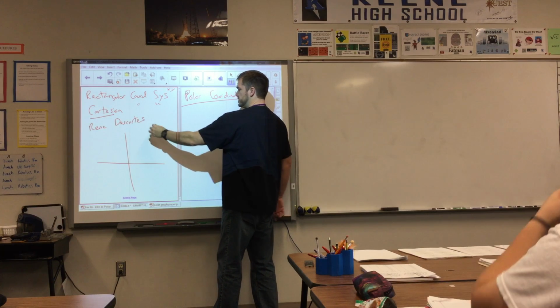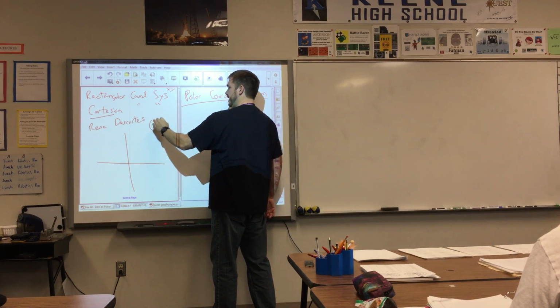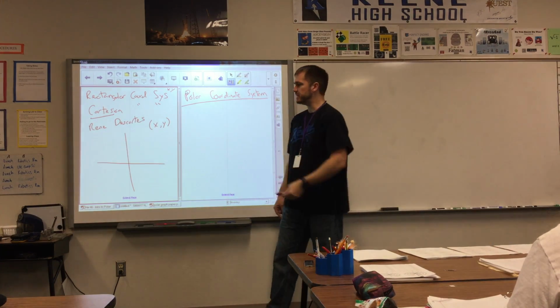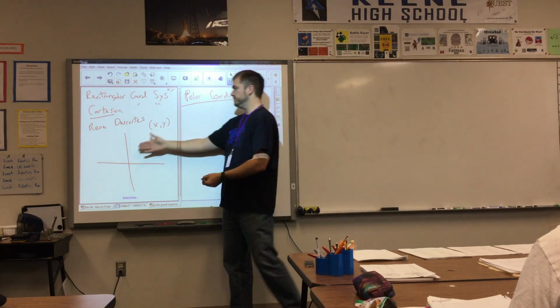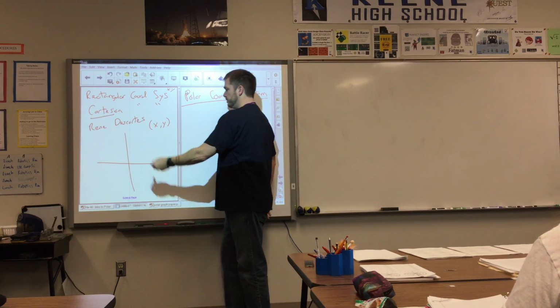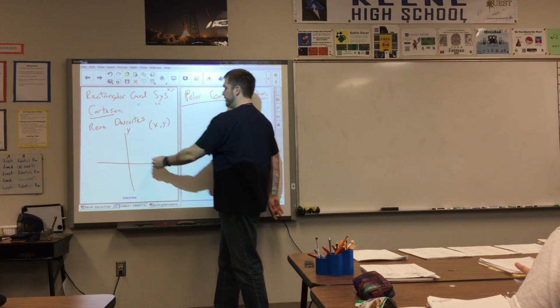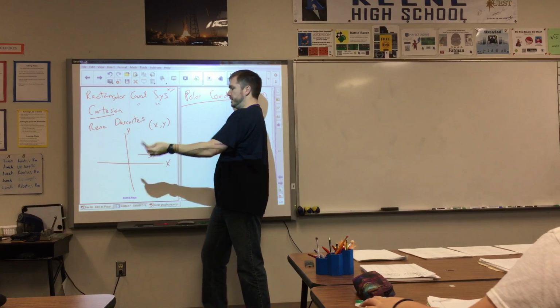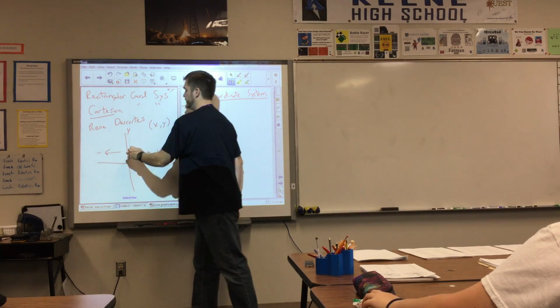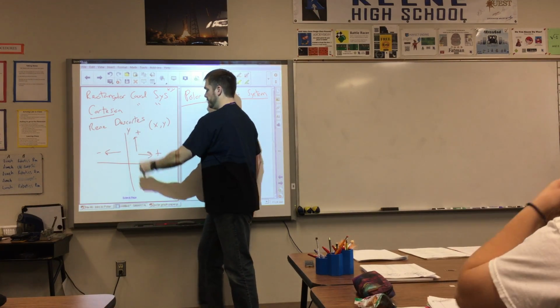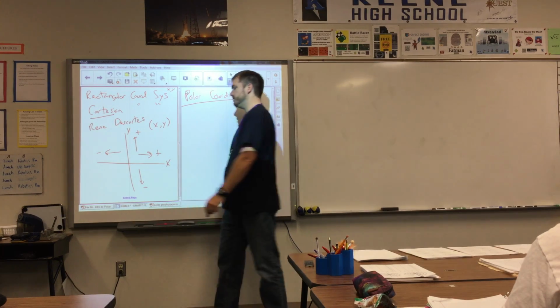So, in the rectangular coordinate system, you had an ordered pair with the X in the first position and the Y in the second position. The X told you how far left and right you were, and the Y told you how up or how down you were. We had positive X, which meant to the right, and negative X, which meant to the left, and positive Y, which meant up, and negative Y values, which meant going down.